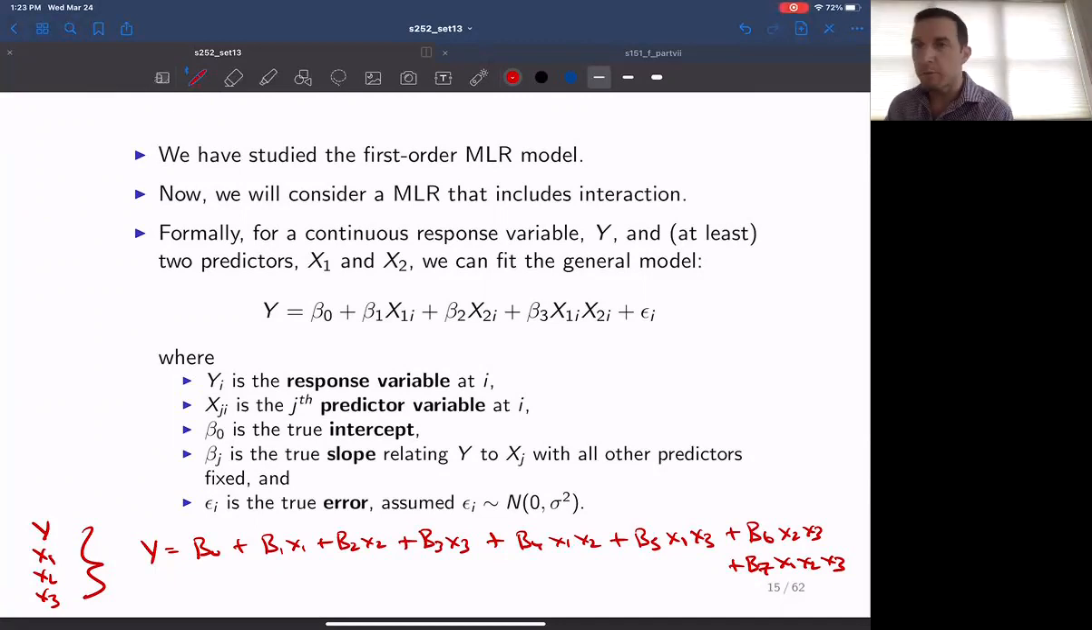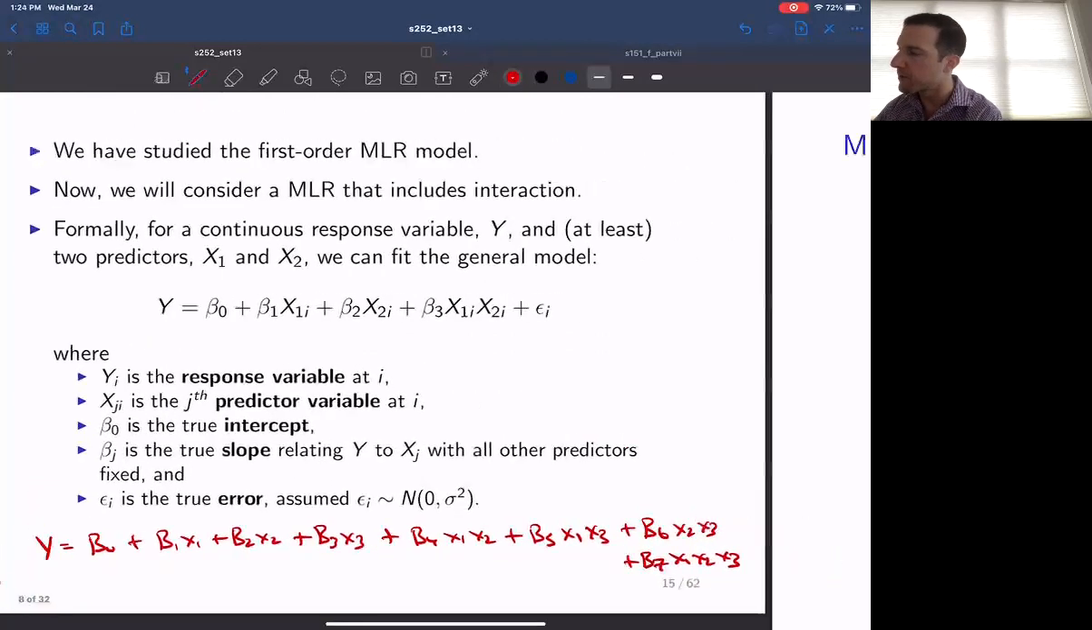All right, the general interpretation of this type of MLR model is the same as it was before. So we still have our response, which is y. We still have the predictors, which are x. We still have the slopes. In this case, the slope is relating x1 to y, x2 to y, and then relating the interaction term to y. And then we also have our error term.